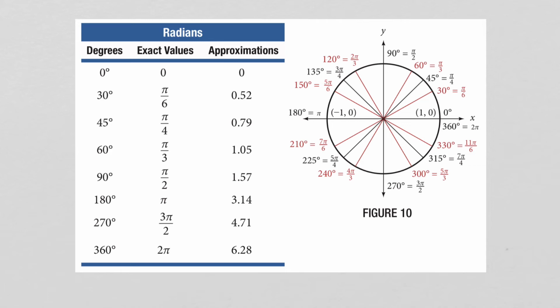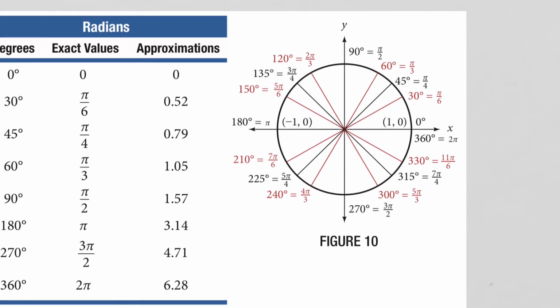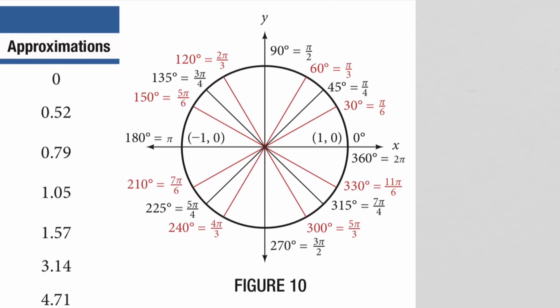Now, I also have a unit circle over here with those special angles graphed on it. So you can see here, for example, here's the angle 30 degrees, and 30 is equivalent to pi over 6. Here's 45, which is pi over 4. Here's 60 degrees, which is pi over 3, etc.